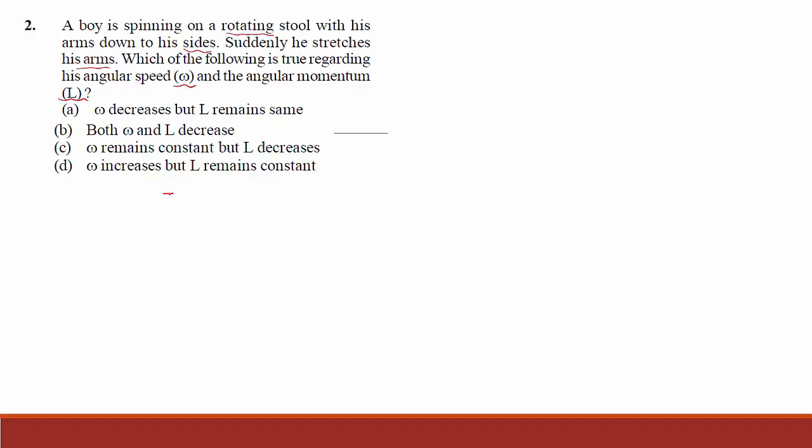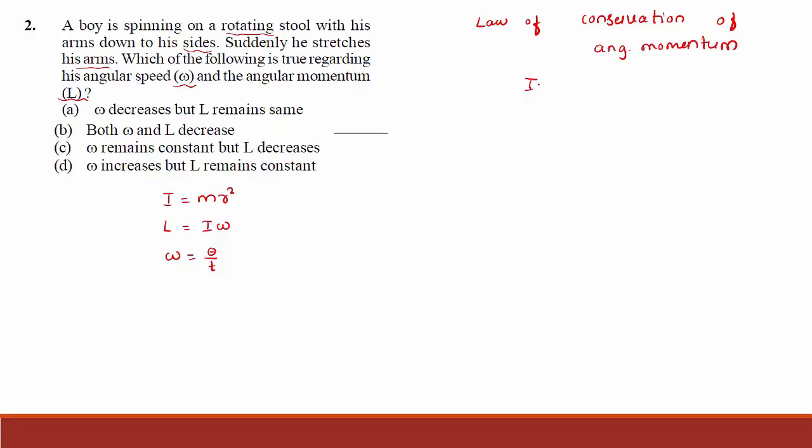So we know that moment of inertia is given by the equation I equal to m r square, angular momentum is given by the equation L equal to I omega, and angular speed omega is given by the equation omega equal to theta by t. We also have the law of conservation of angular momentum, which is given by the equation I1 omega 1 equal to I2 omega 2. The total angular momentum of an isolated system remains constant.